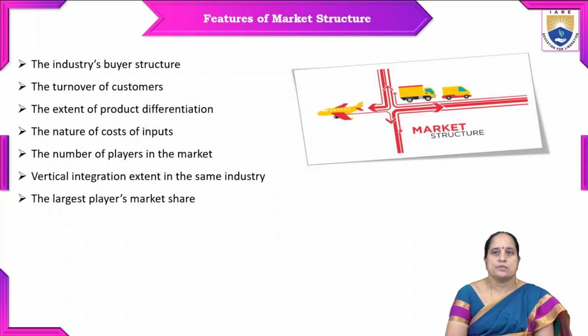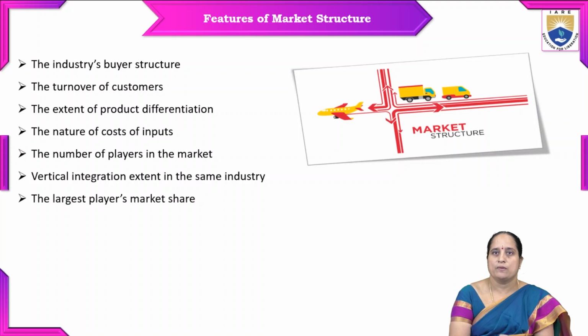Then coming to the market structure, the industry's buyer structure we said. Whether you have few buyers or more buyers, based on that we'll decide the type of competition. The turnover of customers, how frequently customers make purchases of your products and services, can be decided with the help of customer turnover. Then the extent of product differentiation: if you can find similarities or dissimilarities in a particular product, how your product is unique compared to your competitor, in which way you are creating product differentiation.